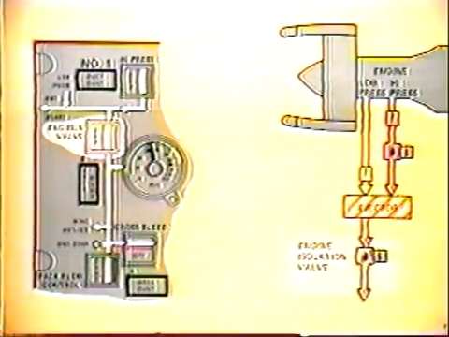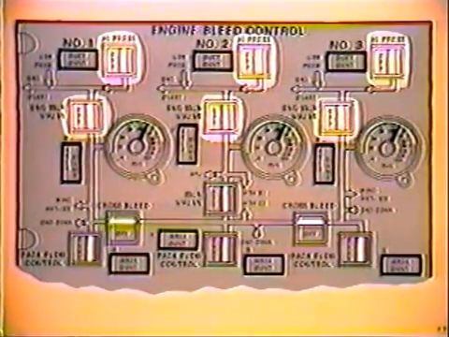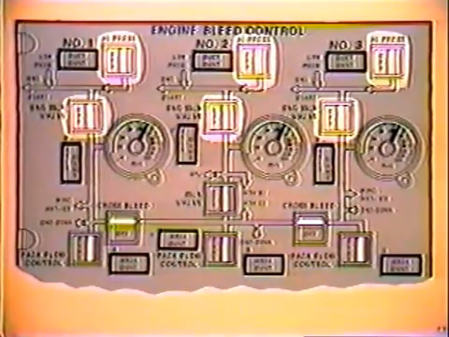The engine isolation valve, when open, will regulate pressure to approximately 40 psi. When the valve is closed, all pneumatic pressure from that engine is shut off. The high-pressure and engine isolation valves may be manually controlled using these switch lights on the pneumatic panel.